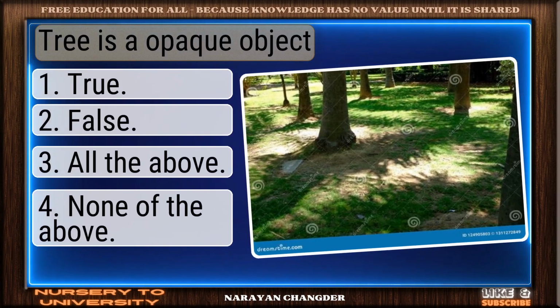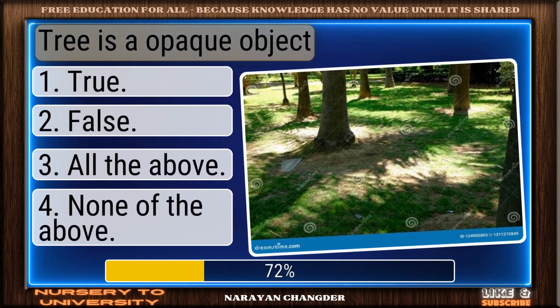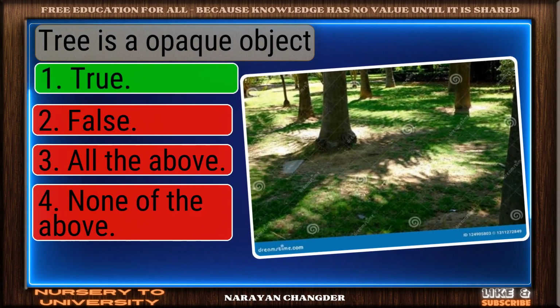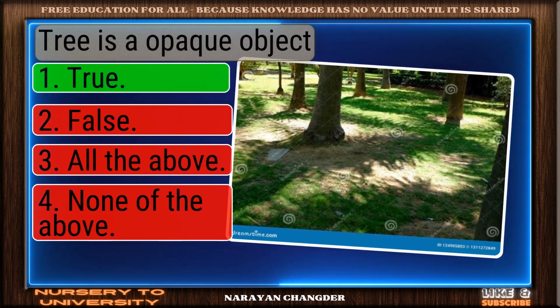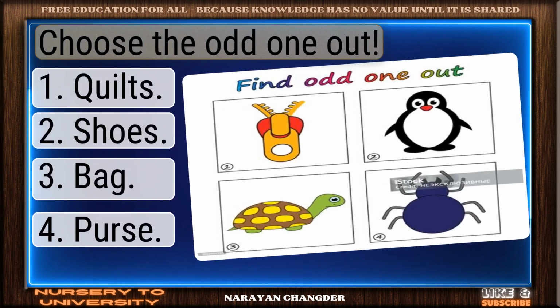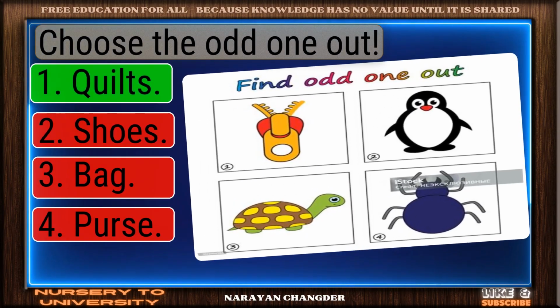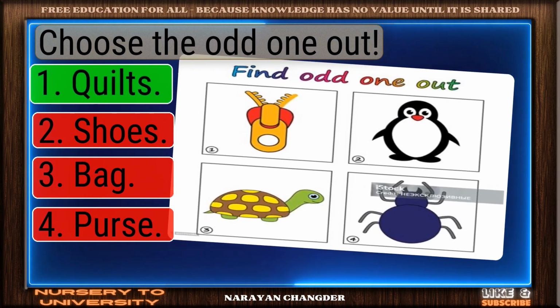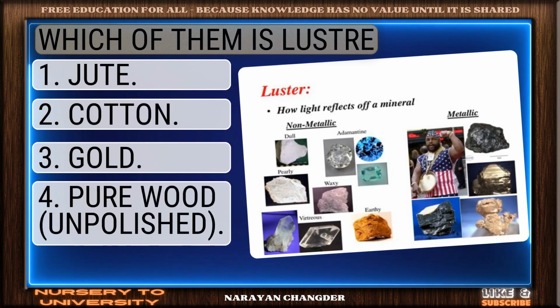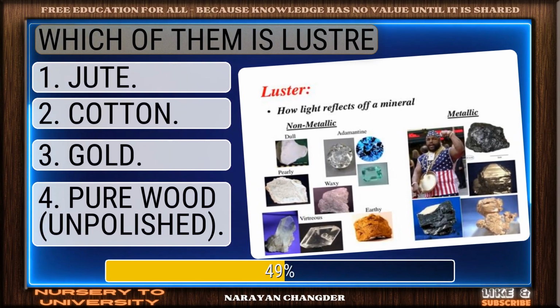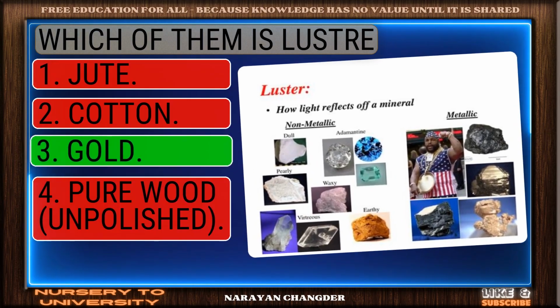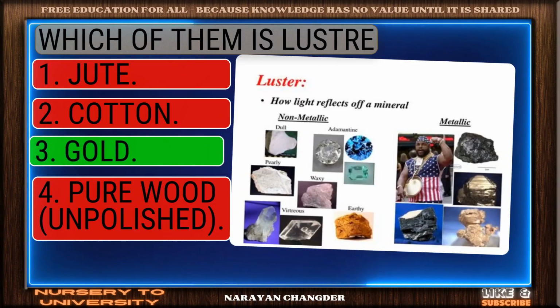Tree is an opaque object. Nice selection. True is the correct and valid answer. Choose the odd one out. Solid response. Quilts is a valid choice. Which of them is lustre? You're right. Gold is the correct answer.